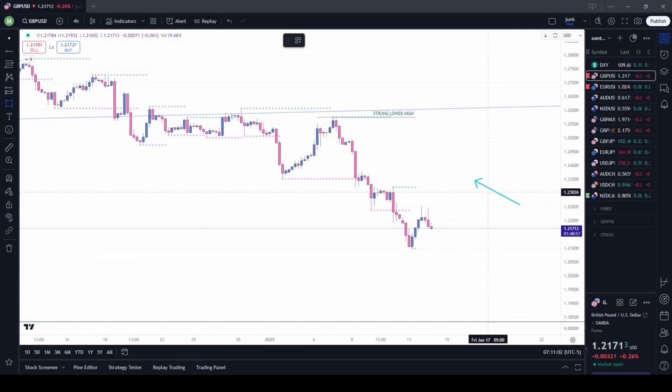Thank you for joining us here at Banknote Trading, where we take a look at the US dollar pairs in the Forex market. We'll start by taking a look at GBP USD and the 4-hour chart.